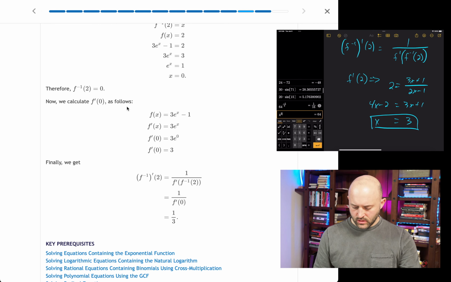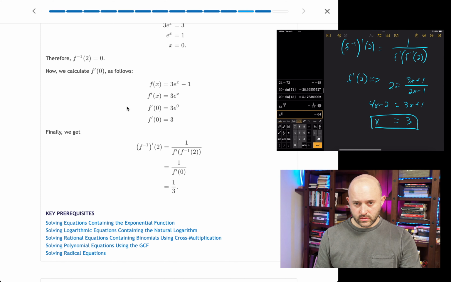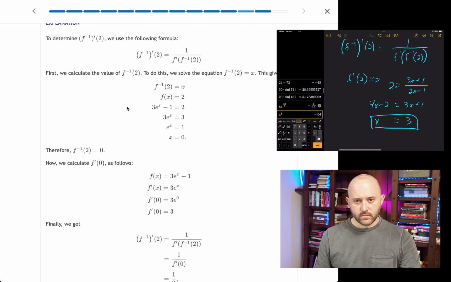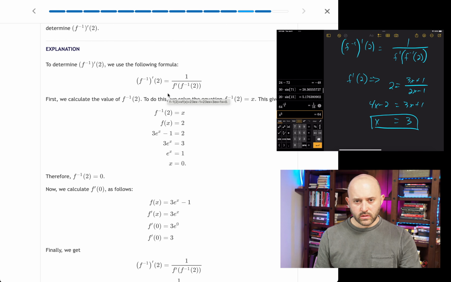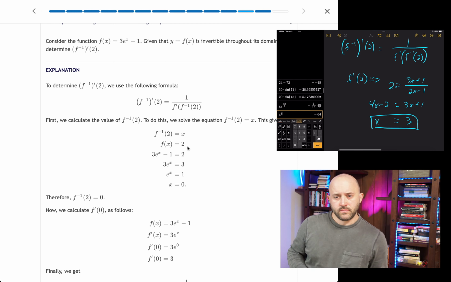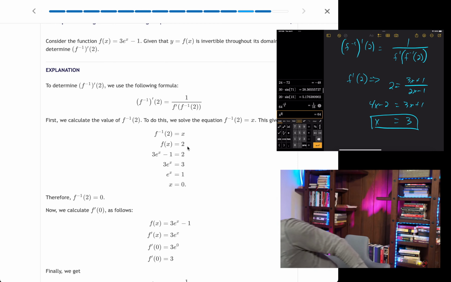Therefore, f prime of 2 as follows. We have this function. Did I mess this up the wrong way? Oh my gosh. Give me one second.